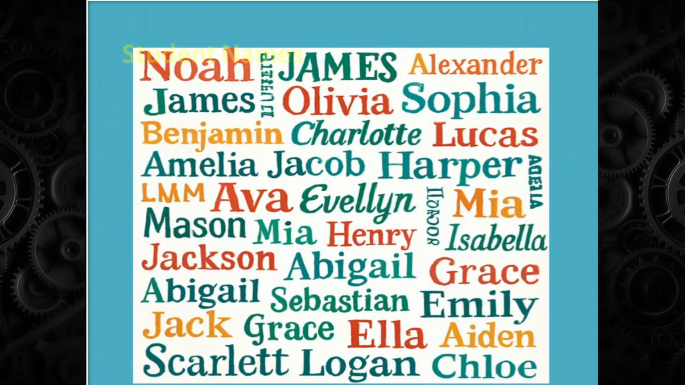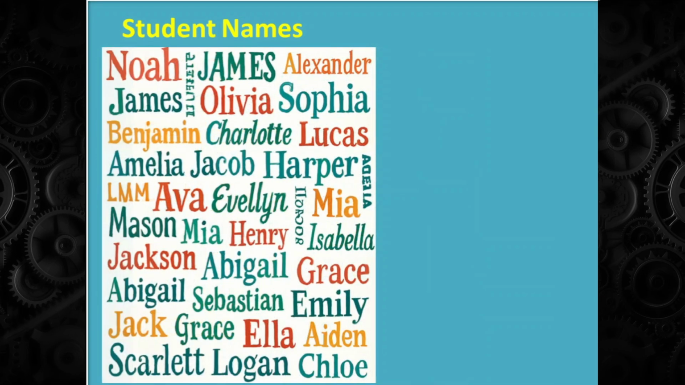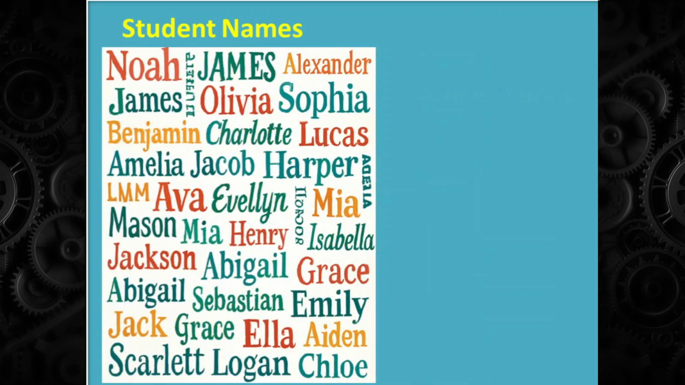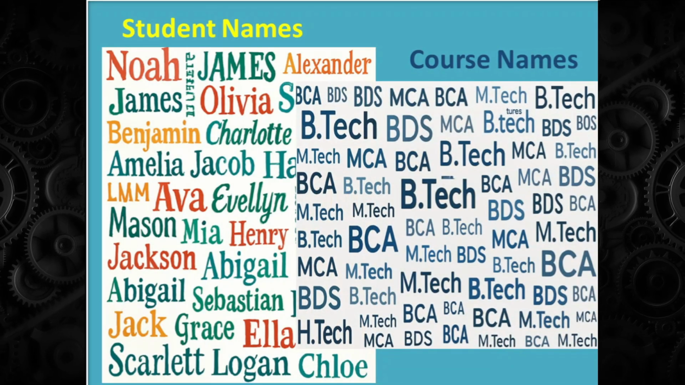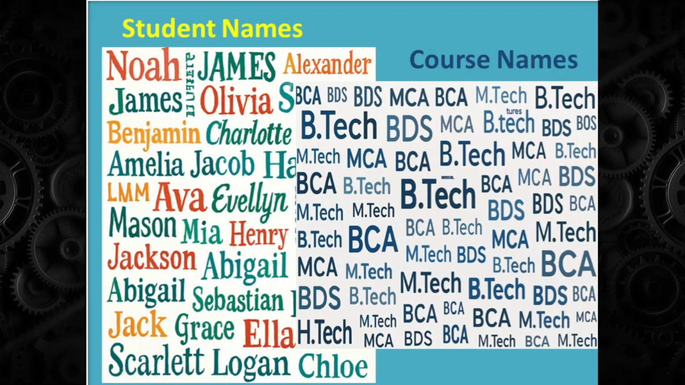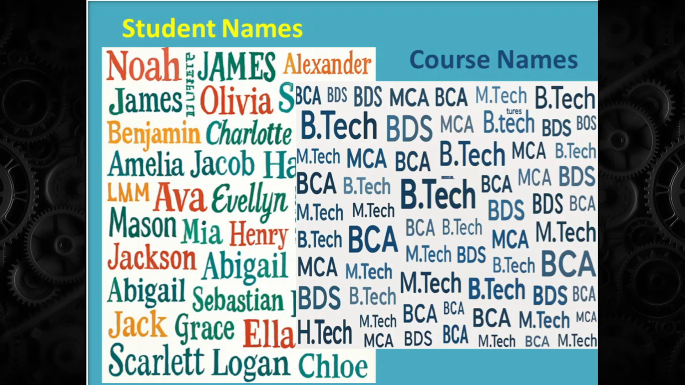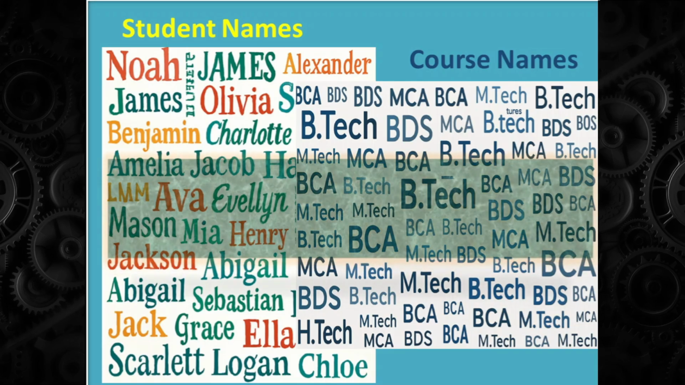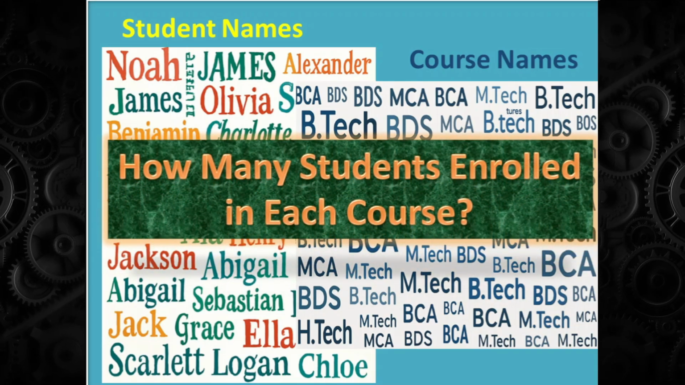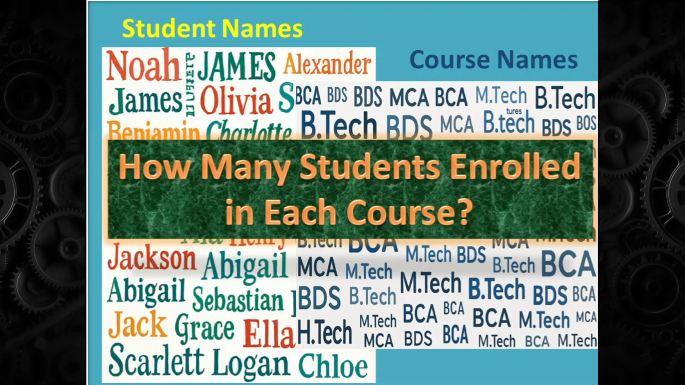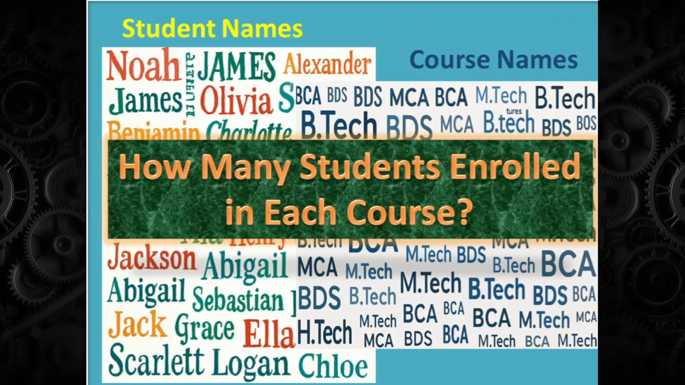So let's take an example of student names. So here we have student names. Now let's assume that these students have enrolled themselves into multiple courses ranging from BTech, BCA, MCA, MTech, and BDS. In this staggered data, the problem statement that we have is: how many students are enrolled in each course? So we want to segregate every course and see how many students are there in each course.